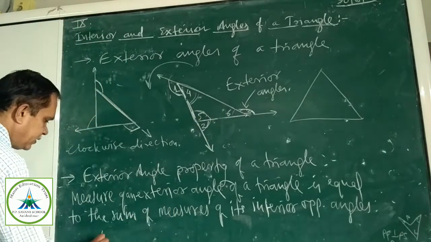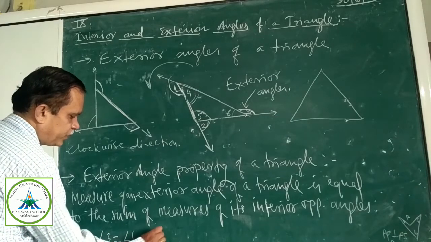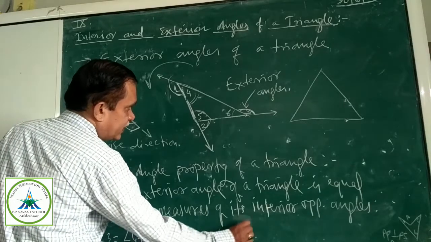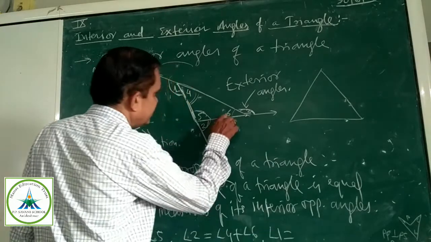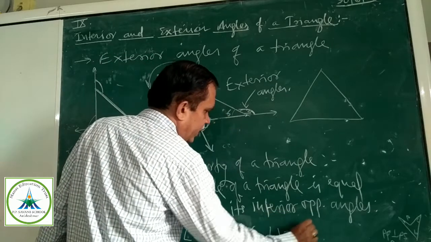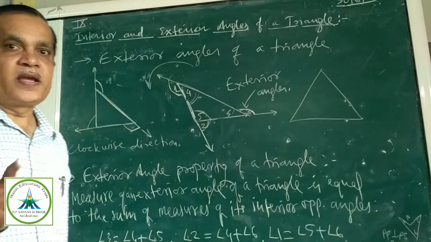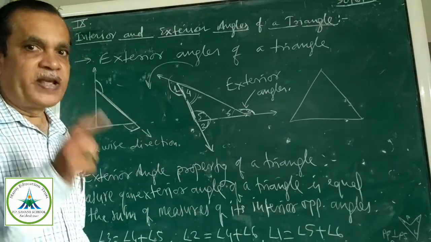So we can write it. Angle 3 equal to angle 4 plus angle 5. Angle 2 equal to angle 4 plus angle 6. Angle 1 equal to angle 5 plus angle 6. Important is writing which is the interior opposite angle and which is the exterior angle. Okay, this is very essential.